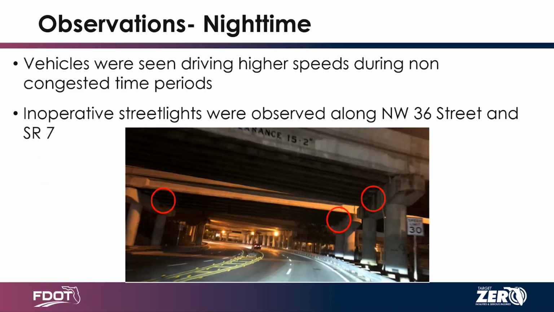So for nighttime observations, it was noted that vehicles were driving at much higher speeds, with fewer people on the roads. Unfortunately, that makes sense. People decide they want to fly when there's no traffic. And it was also noted that there were several inoperative streetlights. You can see in the image, the red circles indicate where there was a streetlight that was not working under an underpass adjacent to the intersection.